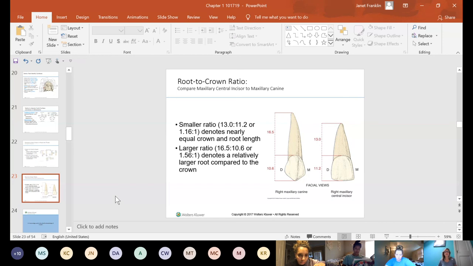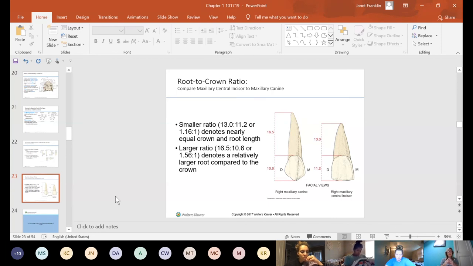Okay. Root to crown ratio. This is kind of a complicated thing. You probably don't need to know that much about it. Just know it exists. There is something called a root to crown ratio. Different teeth have a different ratio.